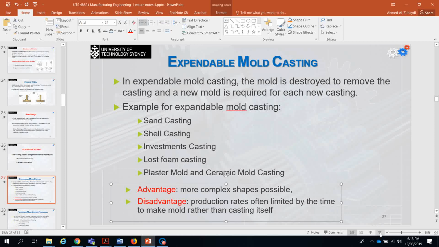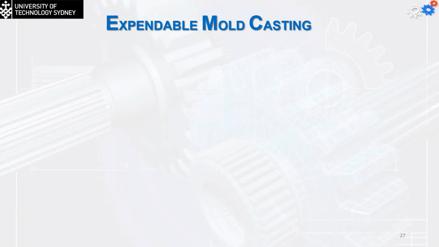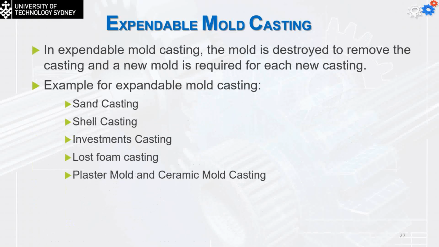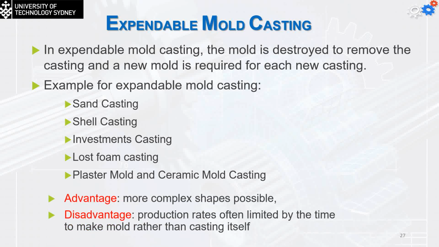The advantage is that more complex shapes are possible. That's the biggest advantage we can have. Besides, the sand casting can take the casting of any molten metal. Even if it has a melting temperature of 9,000 degrees, sand is going to be the only process to do the casting for this metal. The disadvantage is the production rate, as we mentioned earlier, is going to be limited because we have to spend some time to make the mold.